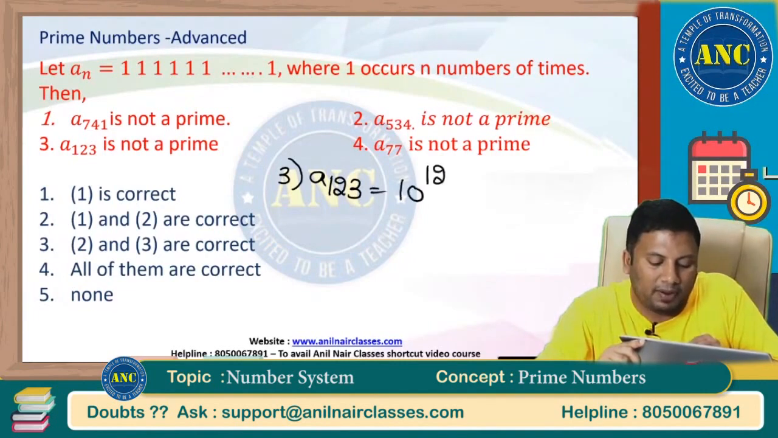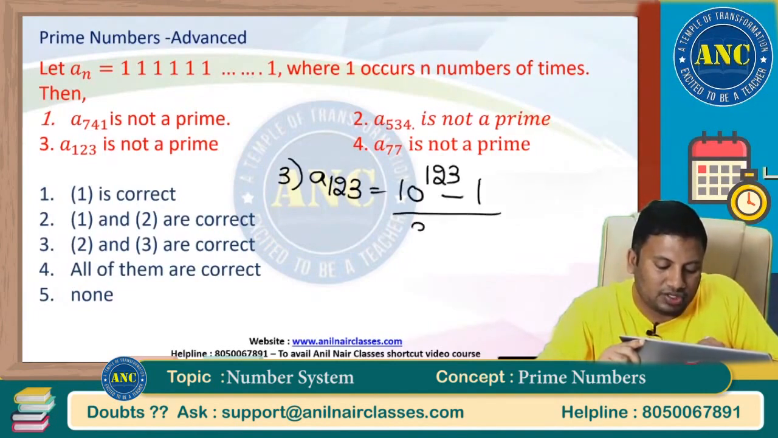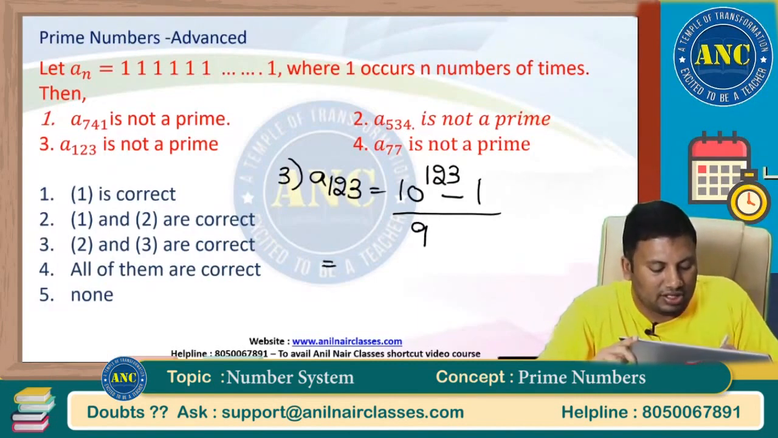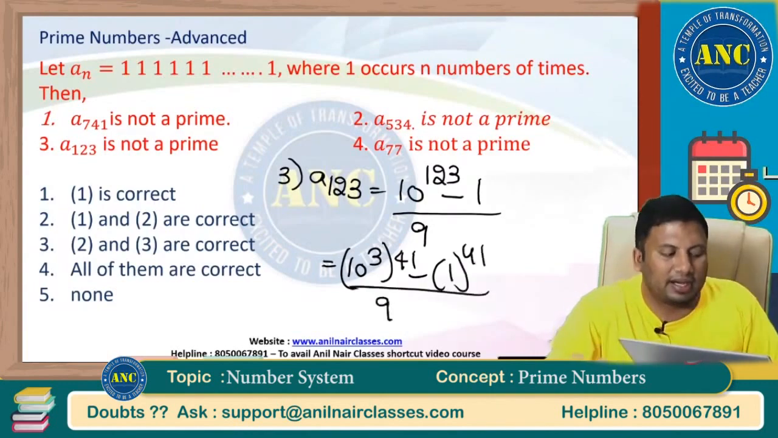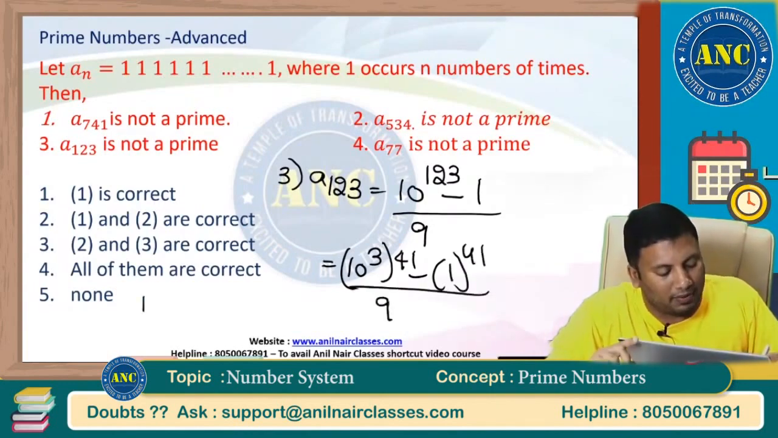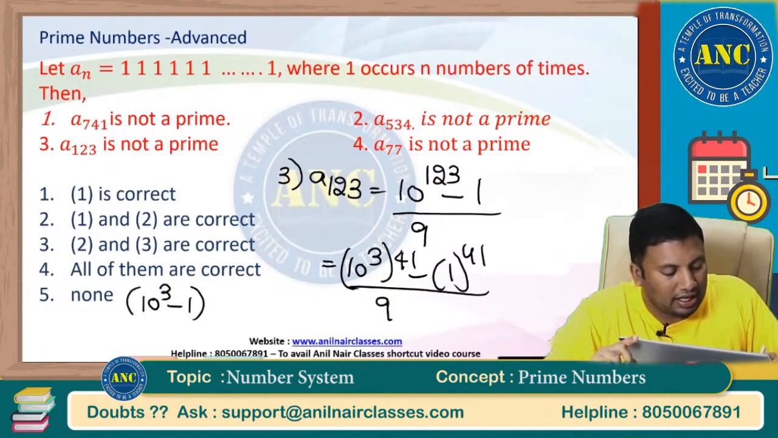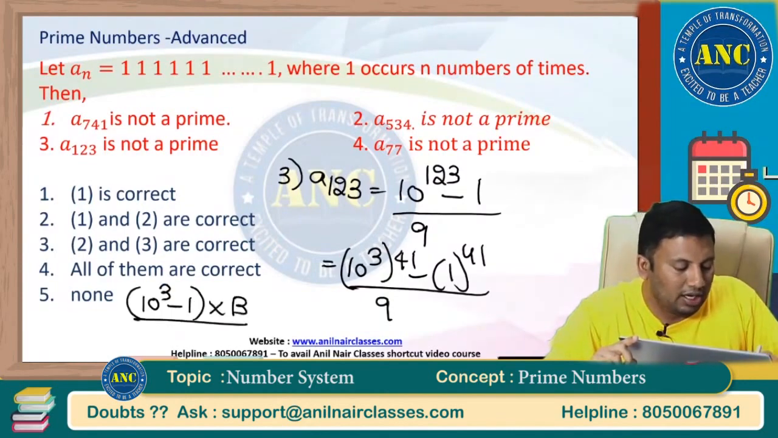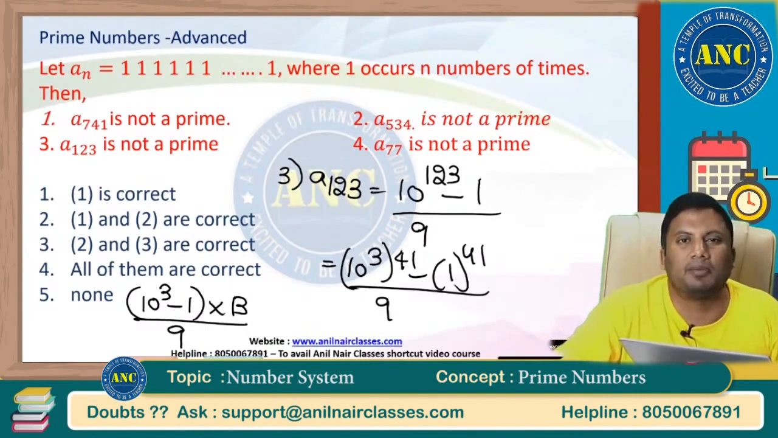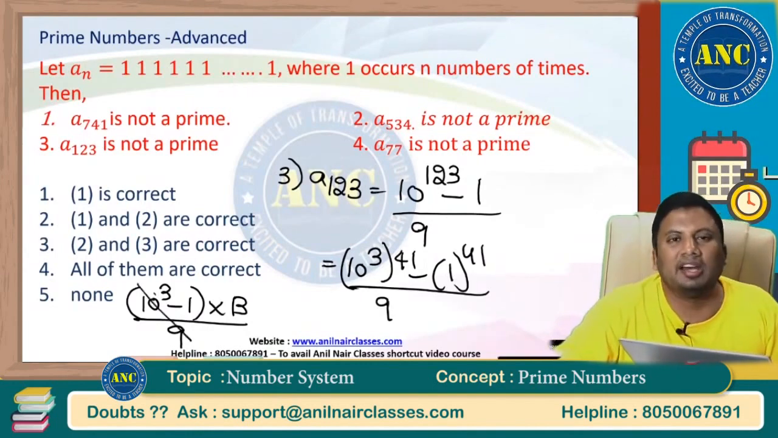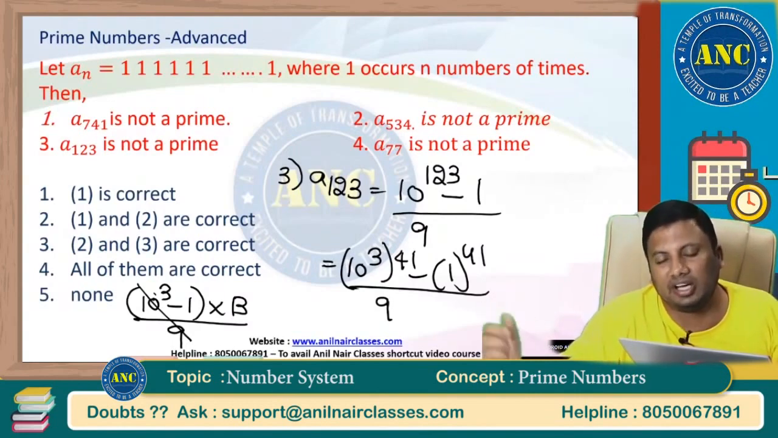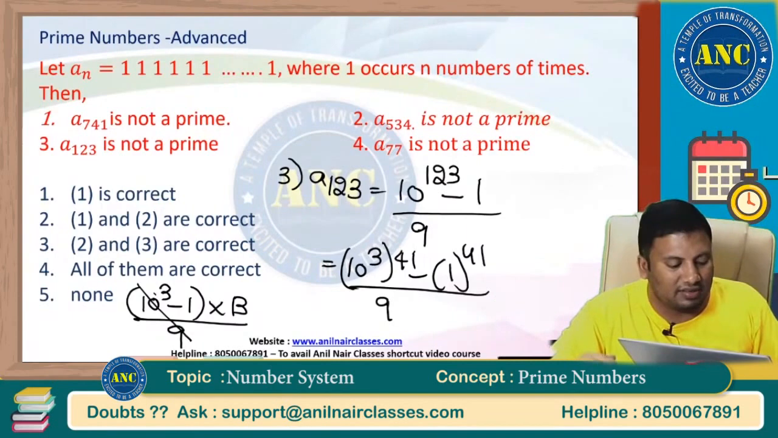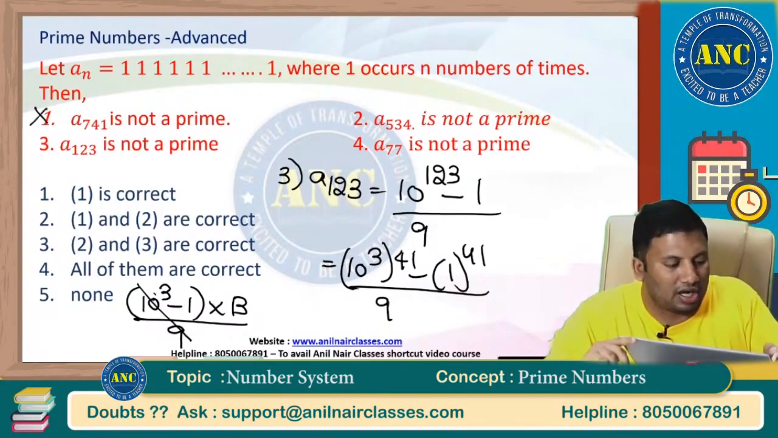A123 is 10 power 123 minus 1 divided by 9. This is nothing but 10 cube power 41 minus 1 power 41 divided by 9. A power n minus b power n is divisible by 10 cube minus 1, into some number, divided by 9. 1000 minus 1 is 999, and 999 divided by 9 is 111 into something. 111 is 3 into 37. The answer is divisible by 3. It is also not a prime number.